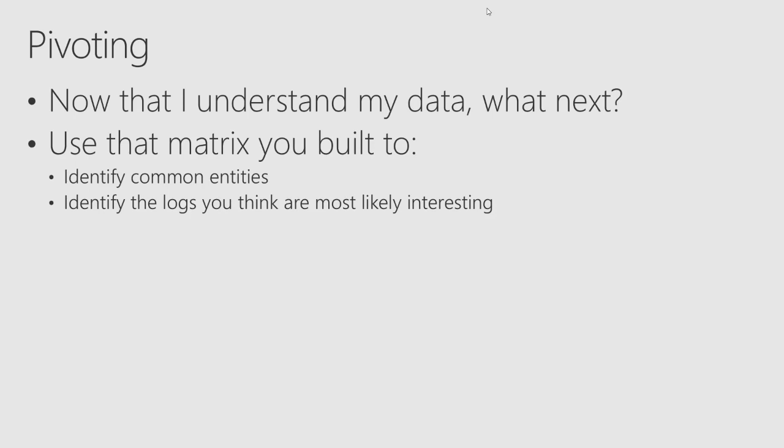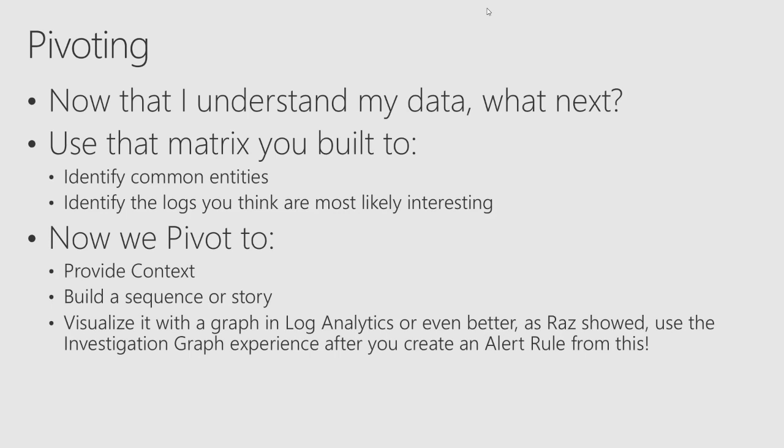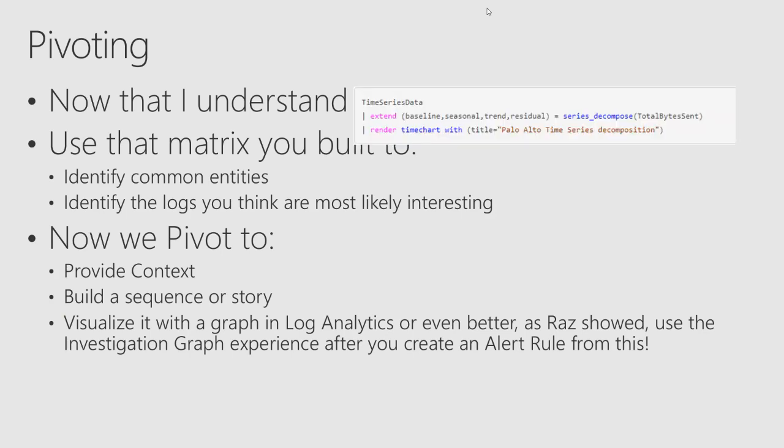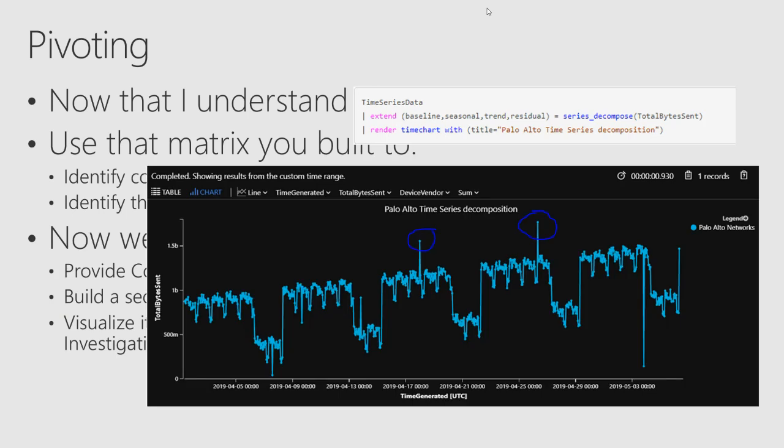You already kind of know what logs are interesting in your environment, or might be most interesting based on the entities you're looking at, right? Those would be the ones you probably want to start with. Now we pivot so we can provide further context. We can build an attack sequence or a story about what happened. And in Log Analytics, you can view it as a graph to see the deltas from norm. You can build those in specifically with some rendering right in Log Analytics, or as Raz showed, which I'm not going to go into, the investigation graph, which is awesome, but you would need to create an alert rule for that first. And so you can see here one of the time series analysis items that we did, you can clearly see the deltas right above and below.